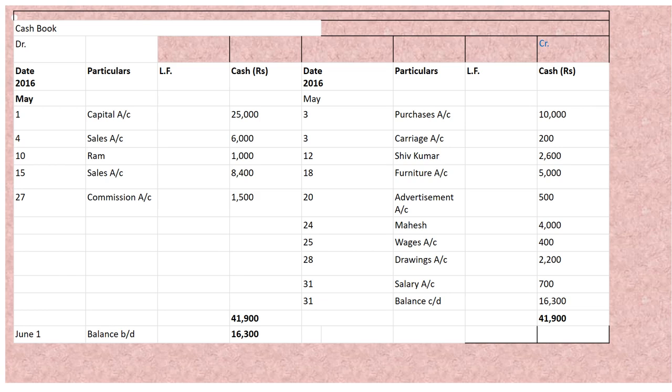This means the credit side is less, so what will be the balancing figure? Balance carried down. What will it be? Balance carried down. So on the last day of the particular month in which we are preparing the cash book, we will write this: by balance carried down 16,300.